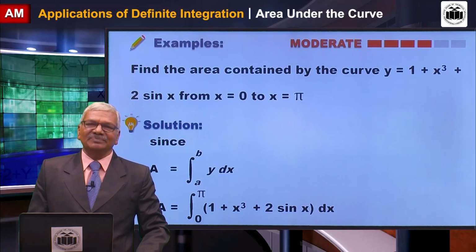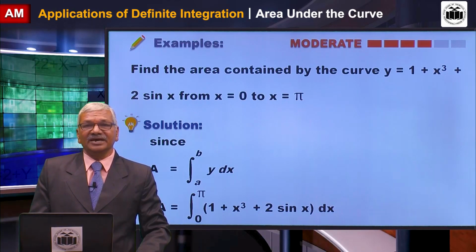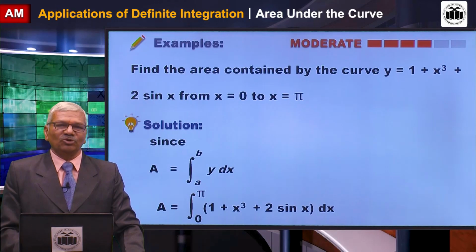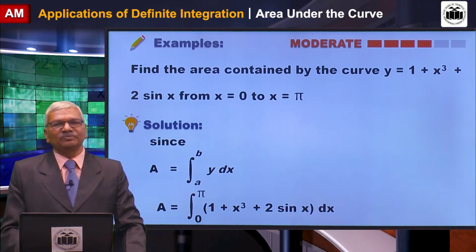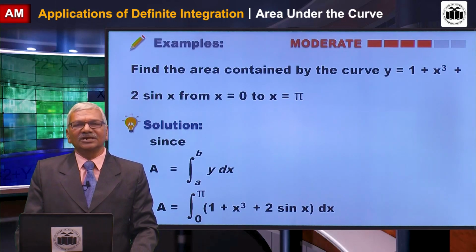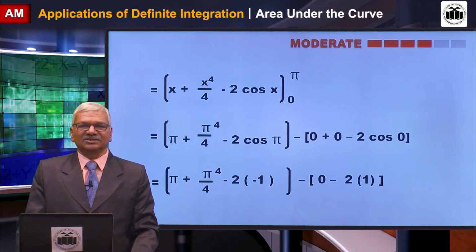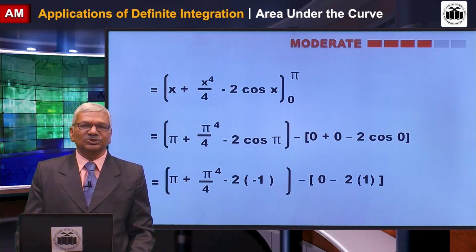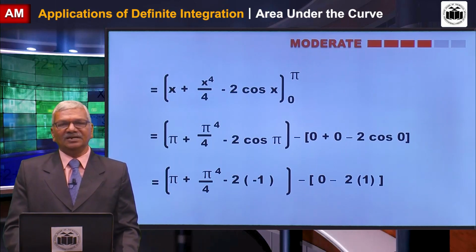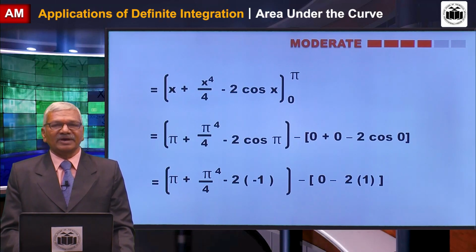Again, a simple example. y equals 1 plus x cube plus 2 sin x from 0 to pi. In this case, it is a combination of algebraic and trigonometric function. 1 plus x cube is an algebraic function, sin x is a trigonometric function, but don't bother about it. You use the proper formula of integration and write the integration as it is. You put the limits x equals 0 and x equals pi. There is cos of pi. When you put the value of cos of pi, it is minus 1, and minus minus is plus 2.